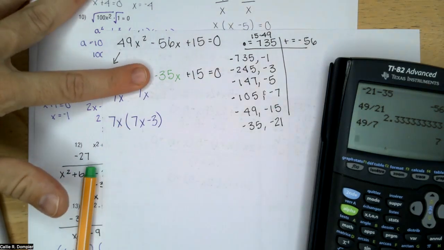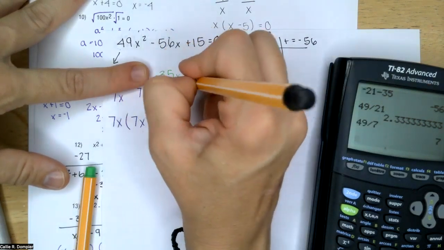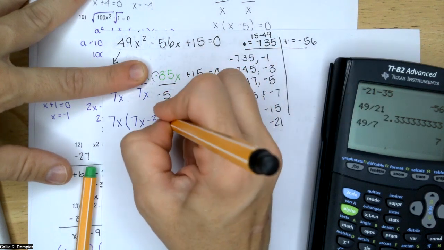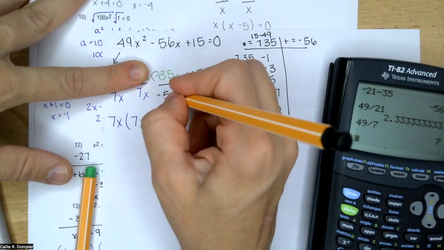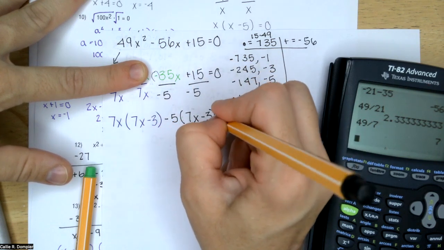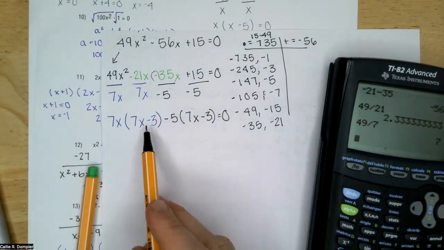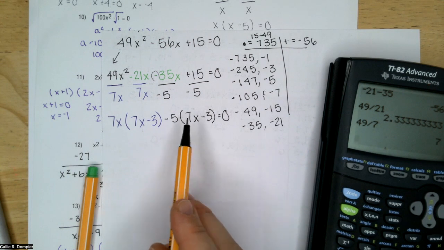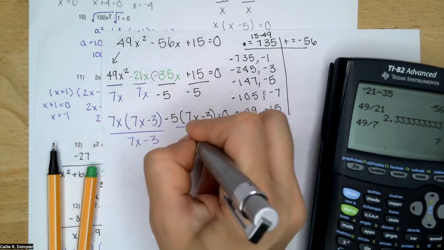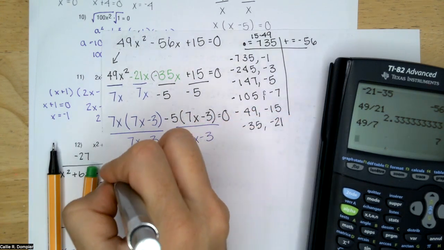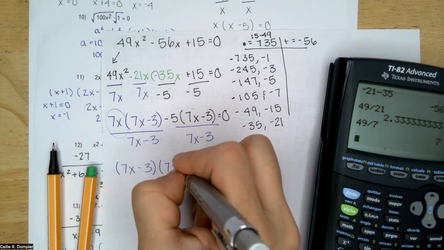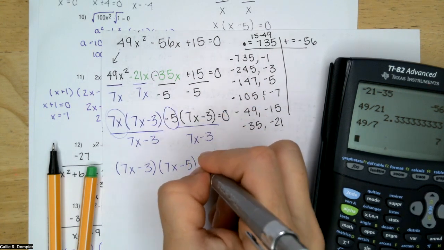Now we're looking over here. Negative 35x and a positive 15. You can divide them both by 5, right? But this is a negative, so it's going to be a negative 5. Negative 35x divided by negative 5x is a positive 7x. 15 divided by negative 5 is a negative 3. So we have two parts. They have a binomial in common, so we're going to factor out that binomial. And what we get is 7x minus 3 times 7x minus 5 equals 0.